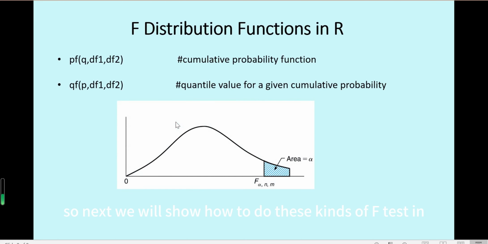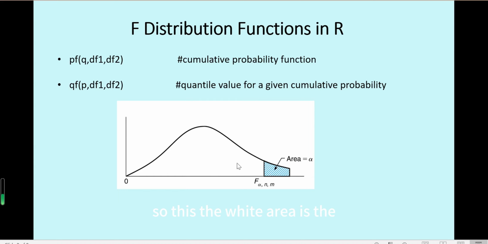So next we will show how to do this kind of F-test in R. First, there are two important functions for using the F distribution in R. So this is pf and this is qf. pf is the cumulative probability function. So if we look at this figure again for the F distribution, this is the density curve, the probability density. So this white area is called cumulative probability, because this is the integral of the density. Density is the derivative of the cumulative probability mathematically.